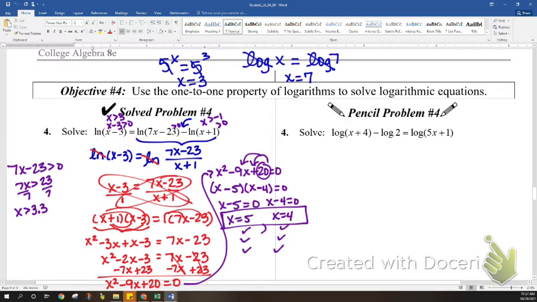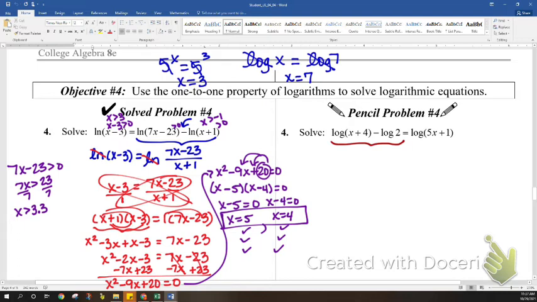All right, pencil problem number 4. Same idea here. We've got 3 different logarithms. These two are on the same side. Now, if it had like a plus 4 on this side as well, then we're going to have to do our log base b of x equals y. It means we'd have to get all the logs on one side, okay?